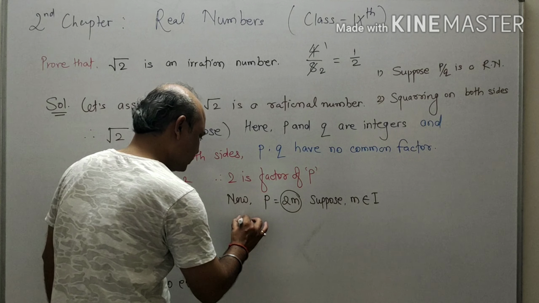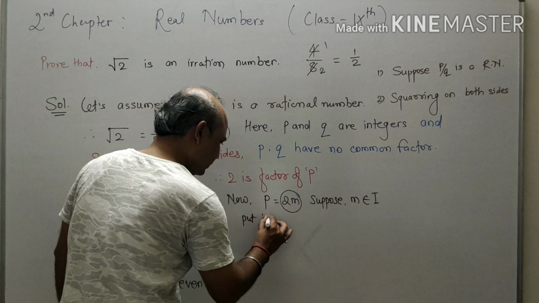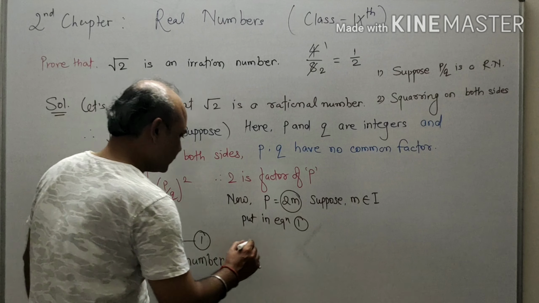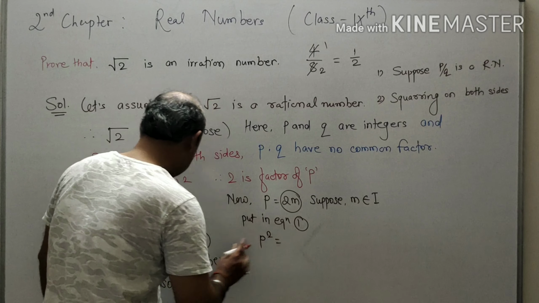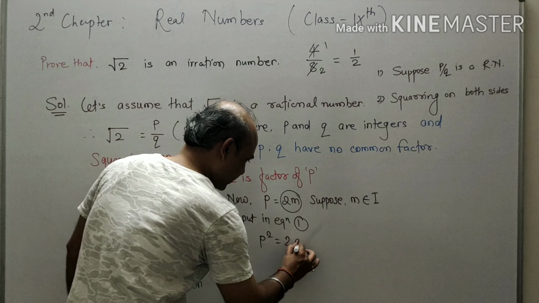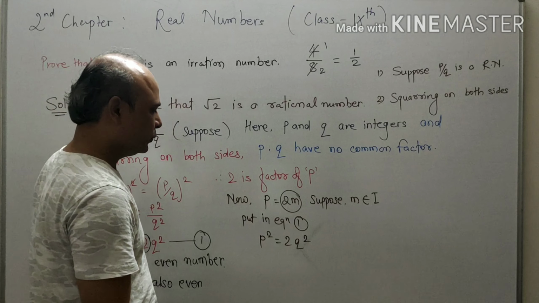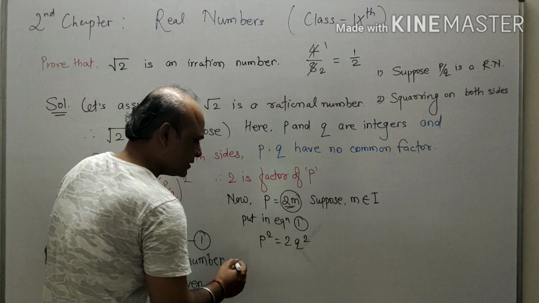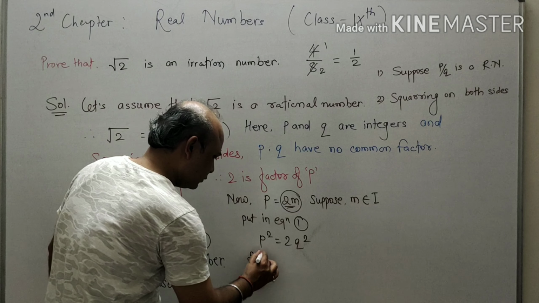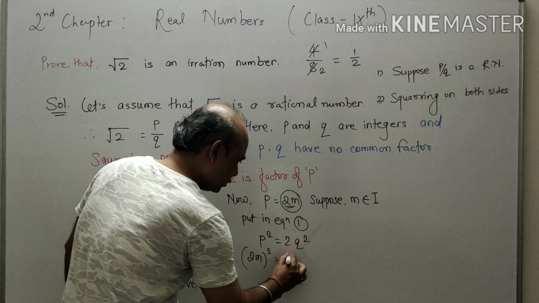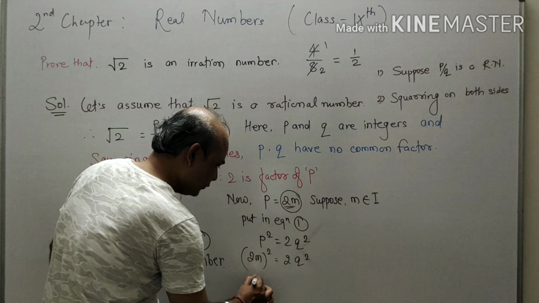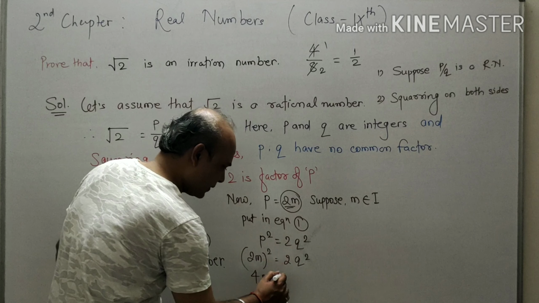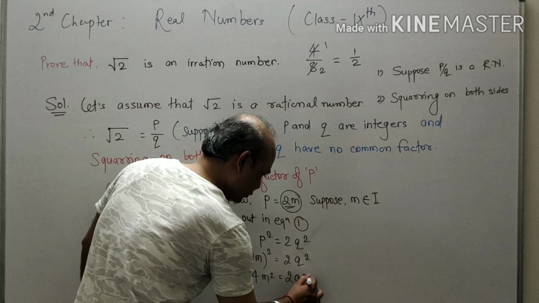So put in equation 1. What is equation 1, student? P square is equal to 2q square. What is p, student? P is 2m. We have supposed this. So 2m the whole square is equal to 2q square, and you will get 4m square. 2 square is 4, m square is m square, and this is equal to 2q square.